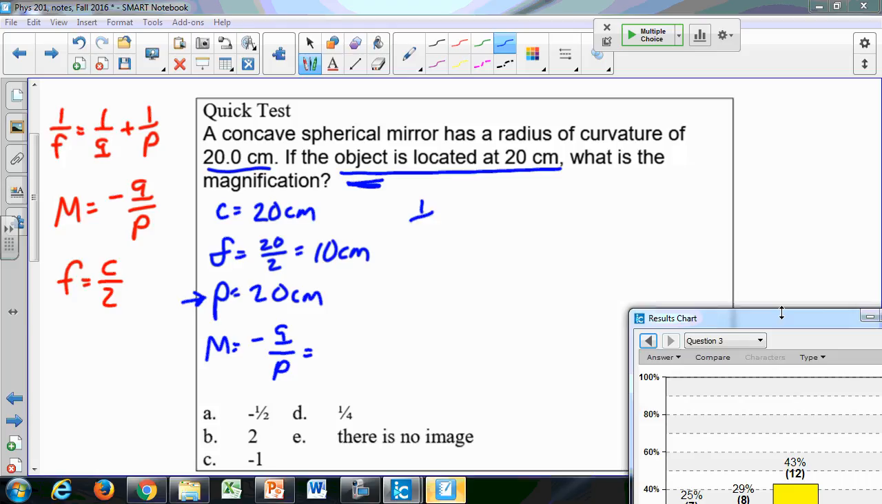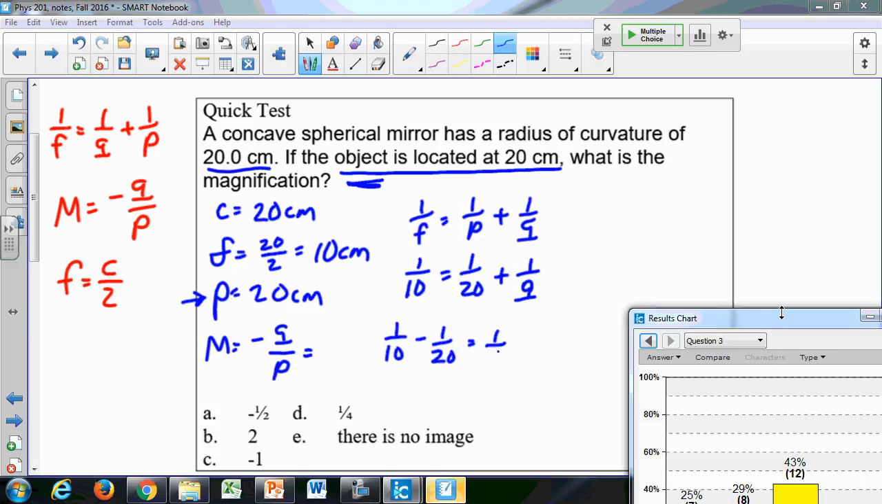So I say 1 over F equals 1 over P plus 1 over Q. Working with these fractions can be difficult for some of you, I know. But I try to give you nice, easy numbers that work out easily. Work through a few of them, and then you'll get the hang of dealing with these fractions. If you're having trouble, please come see me. 1 over F, that's 1 over 10, equals 1 over 20 plus 1 over Q. And then I subtract 1 over 20 from 1 over 10, which equals 1 over Q.